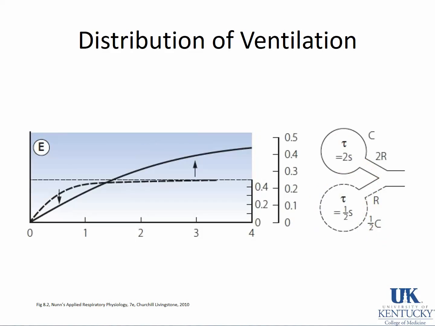This one shows a circumstance of increased resistance in this lung unit and decreased compliance in this lung unit. And as you might imagine, the circumstance is a little bit more complex. In this circumstance, the initial portion of gas flow is going to be preferentially distributed to the lung unit with a decreased compliance, because resistance is going to be more of a concern in the lung unit with the increased resistance. But over time, then, that changes.